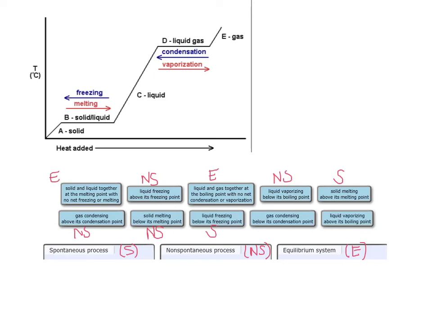Gas condensing below its condensation point. So if a gas is condensing and turning back into a liquid below the point where it's supposed to be condensing, that's good. It's supposed to be turning back to a liquid at a certain point, and if it happens below that point, that's also spontaneous. And the last one, liquid vaporizing above its boiling point. Vaporization is the turning of a liquid to a gas. Should happen at the boiling point. If it happens above its boiling point, the reaction is occurring spontaneously at the right conditions. That is a spontaneous process.